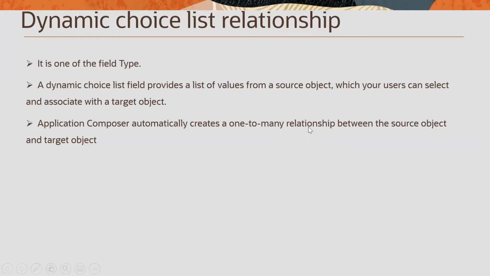Many-to-many means that in both objects we can select multiple records. For example, in one contact we can select multiple accounts, and at the same time for one account we can select two or more contacts. That kind of relationship is called many to many.